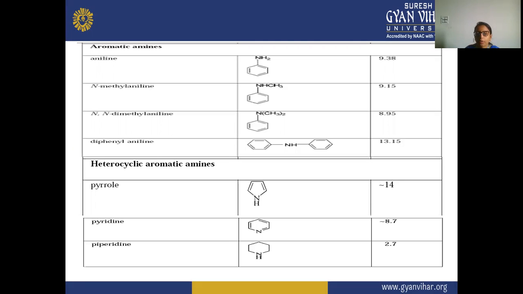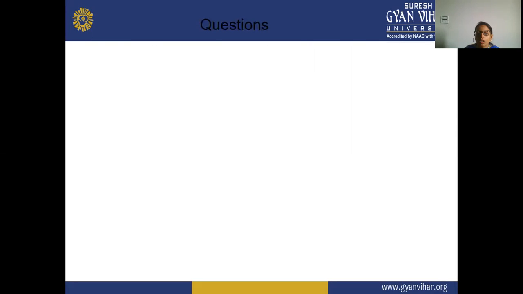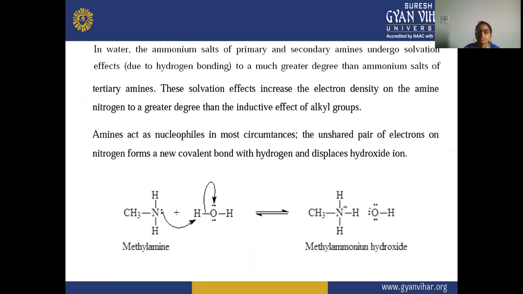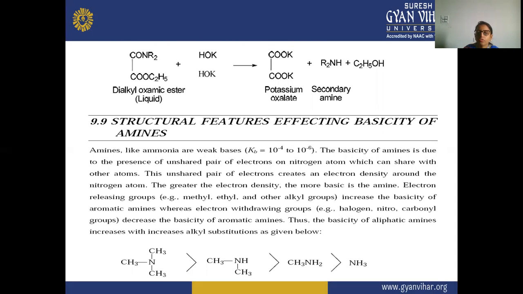For the heterocyclic aromatic amines, pyrrole, in which the nitrogen is part of the ring itself, has approximately 14. Pyridine has a structure in which one benzene carbon is replaced by nitrogen, and it has approximately 8.7. And piperidine has 2.7. So this is the basic strength, and these structural features affect the basicity of amines.